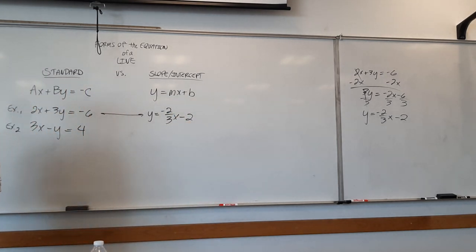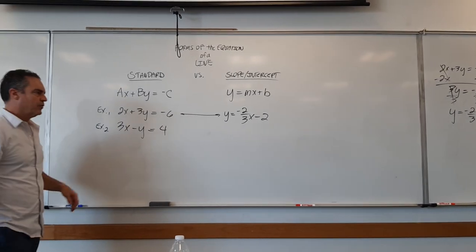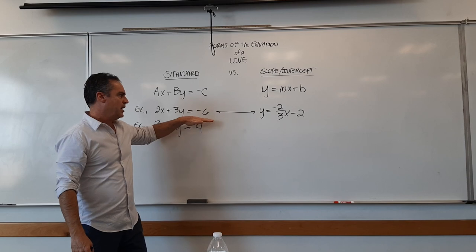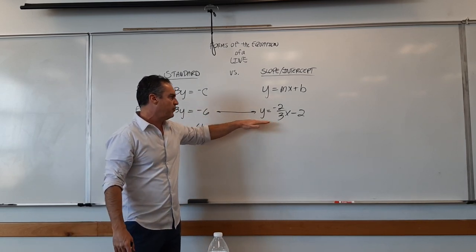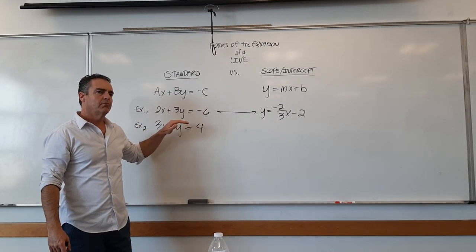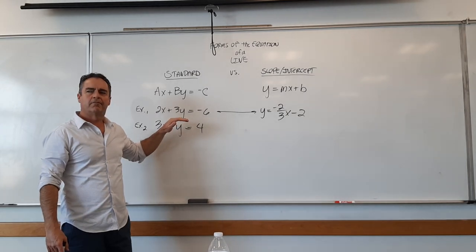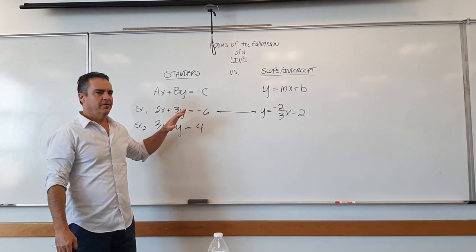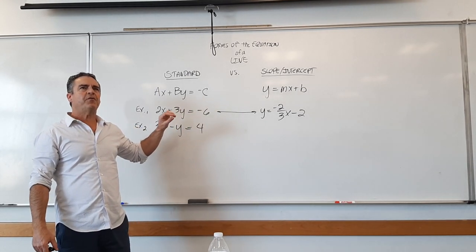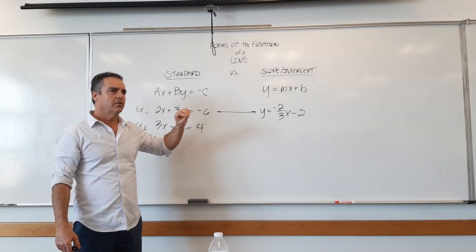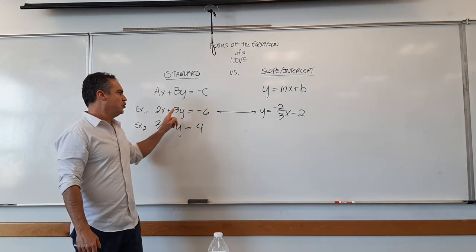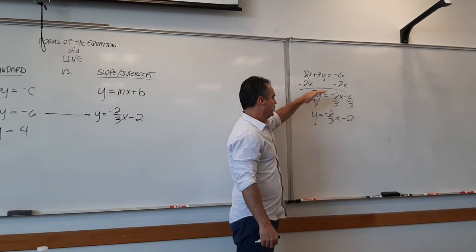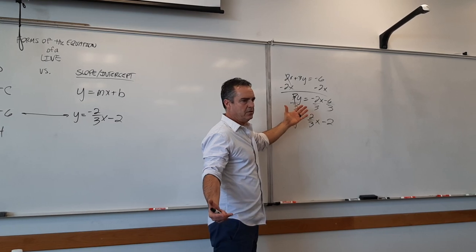I have a quick question for you. I know you got your heads down, but I want you to lift your eyes up for a second. This equation, 2x plus 3y equals negative 6, and that equation, y equals negative 2/3 x minus 2, are they the same? Yes. They are the same. Math is the manipulation of numbers to look the same, but remain the same. Do those two look different? Yes. Well, we started with this, we used the balance rule, we ended with this. They're the same equation.